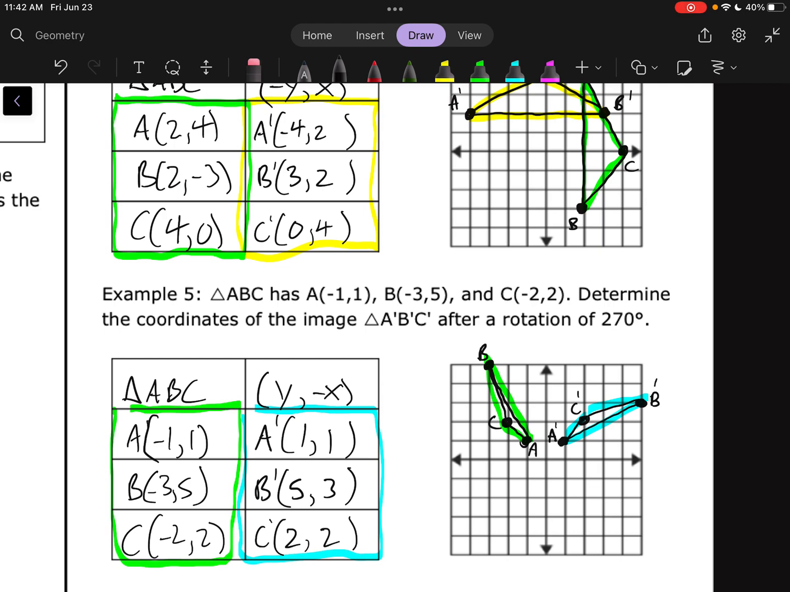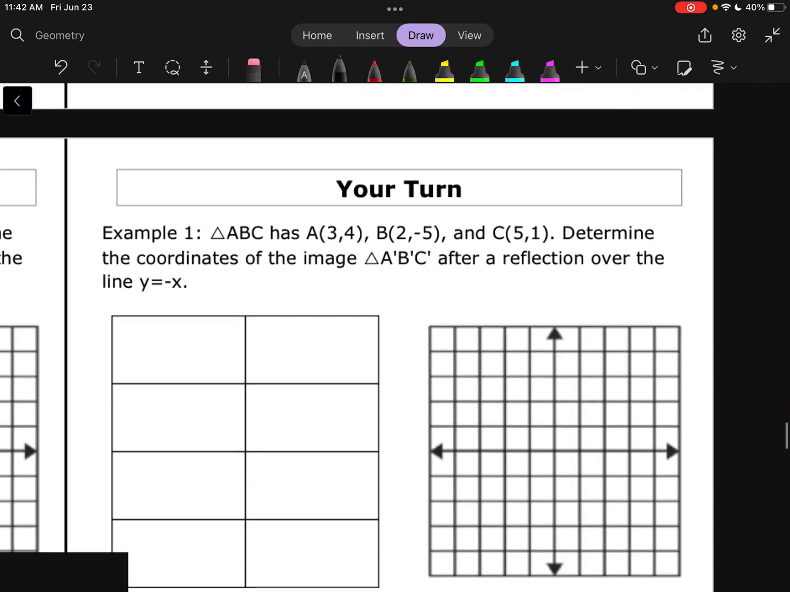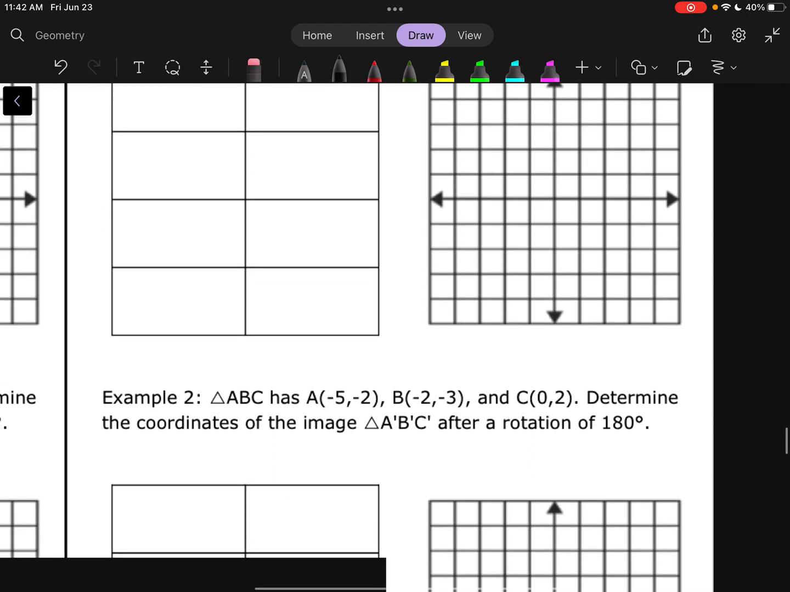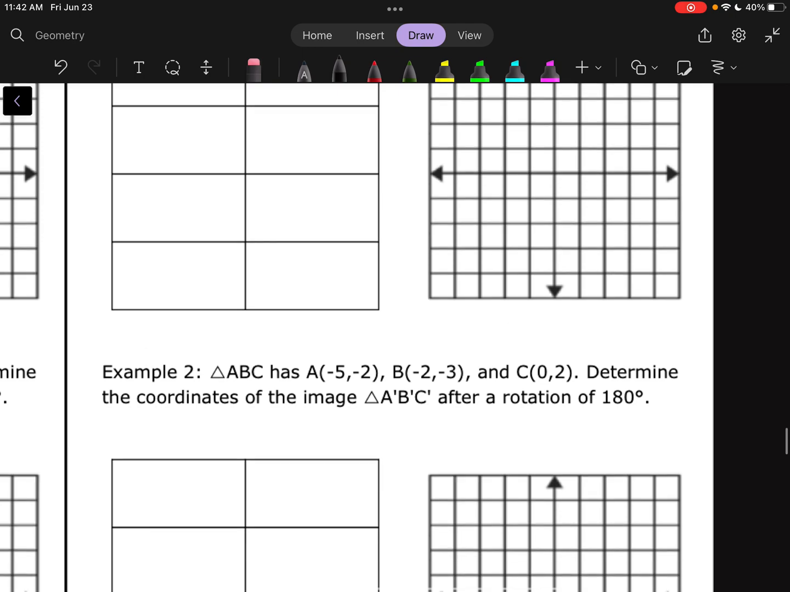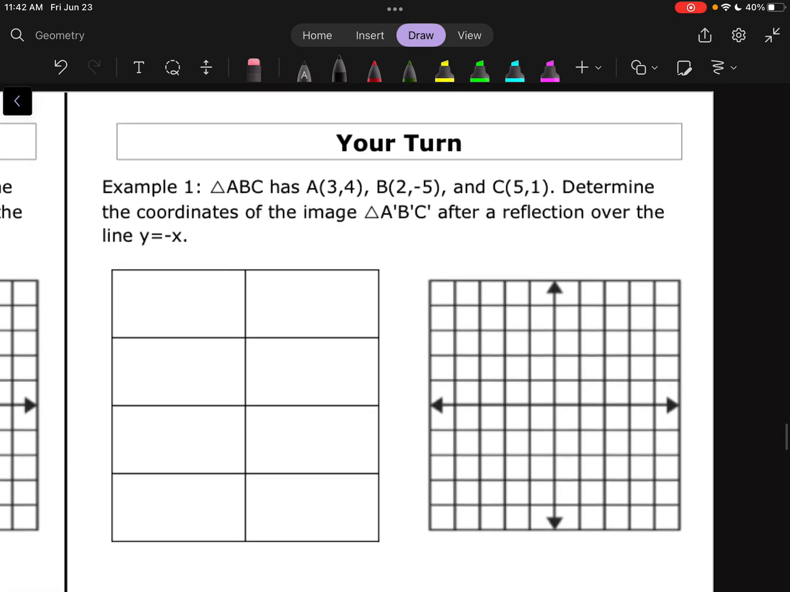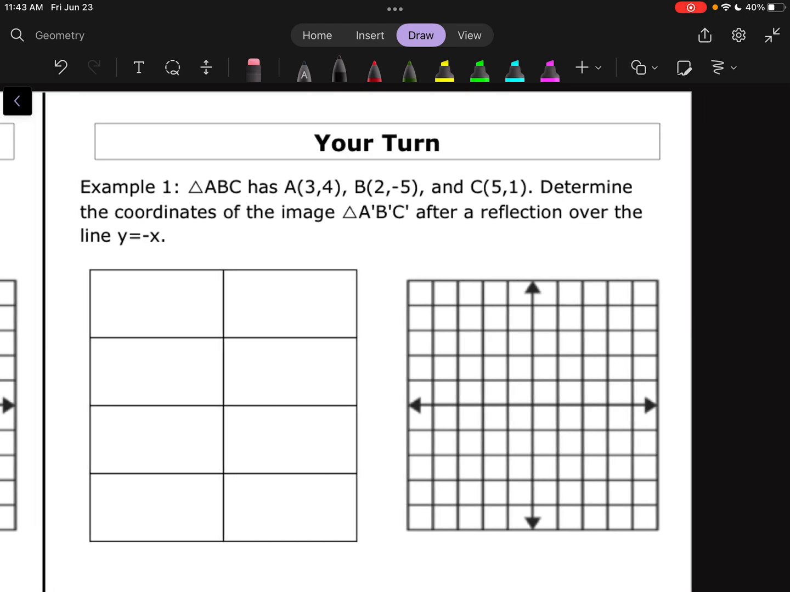Okay, so your turn. You've got a reflection and a rotation to try. So give those a shot. Make sure you're referring back to your notes to make sure you're using the right rules. And come back when you're ready to check to see how you did.